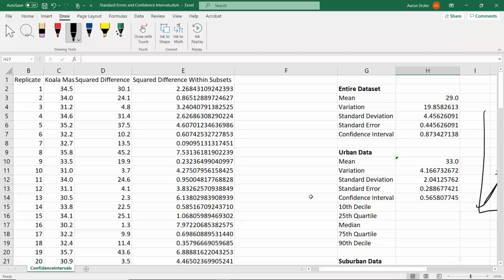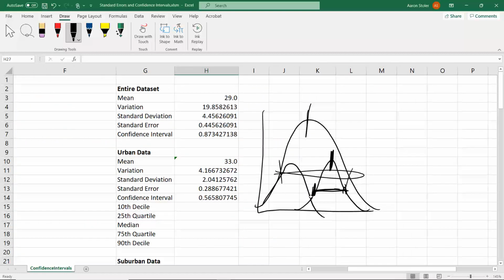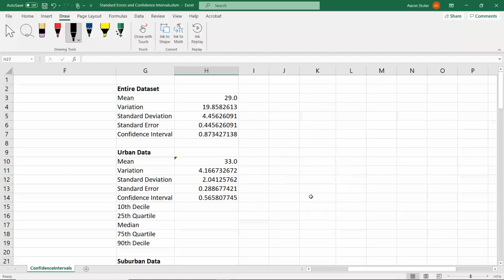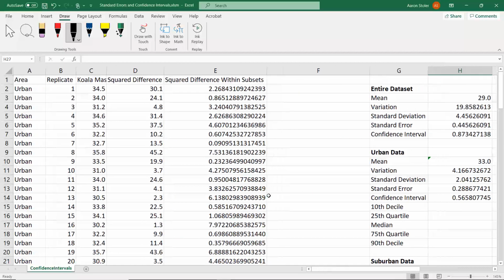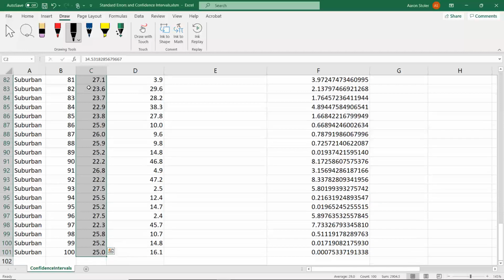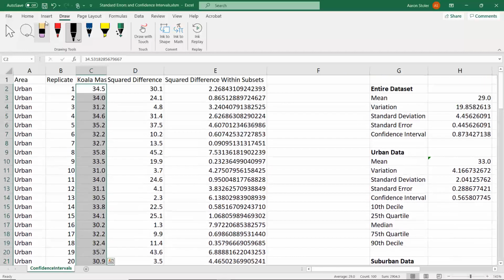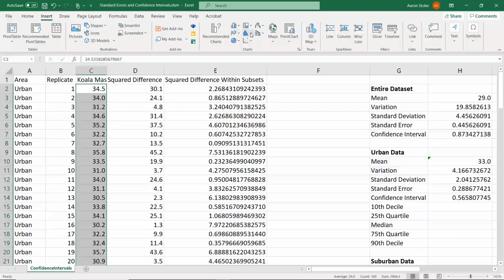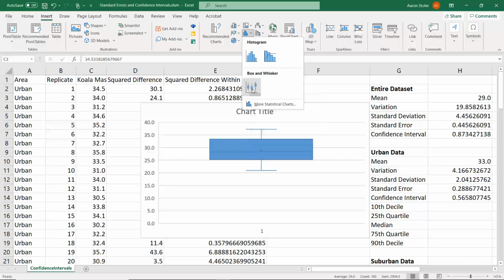But for the time being, the next thing that I want to show you is how to create box and whisker plots. Box and whisker plots are a great way to show you the spread of data. It gives you a sense of the average, where the data fall around that average, and where outliers exist. To do this, Excel has very easy functions. You can create a box and whisker plot for all of the koala mass data by simply selecting all of the koala mass data and going to Insert, and then where the histogram button is, click on that and select box and whisker.